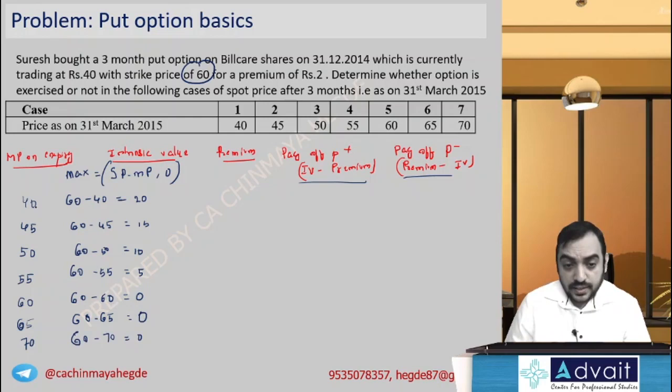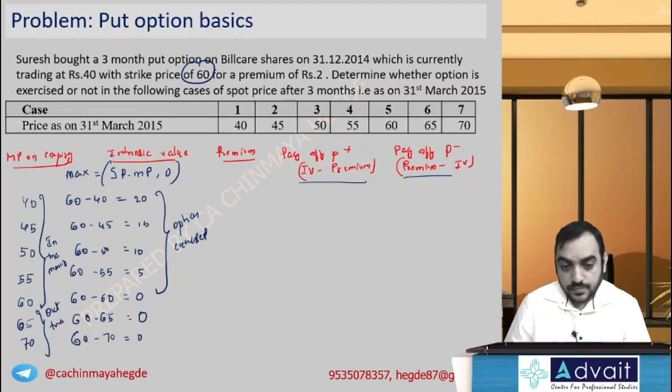So up to 60, I can say this is in the money, and this option is exercised. After 60, out of the money, and here the option lapses. Of course at 60 rupees, we say at the money. Here it is indifferent. Premium, everywhere 2 rupees only.